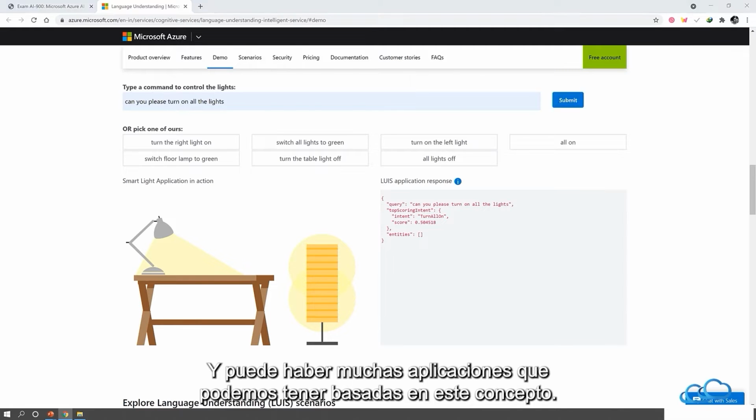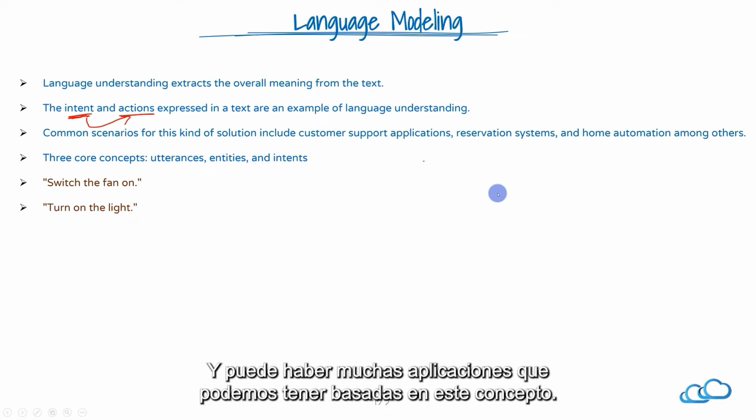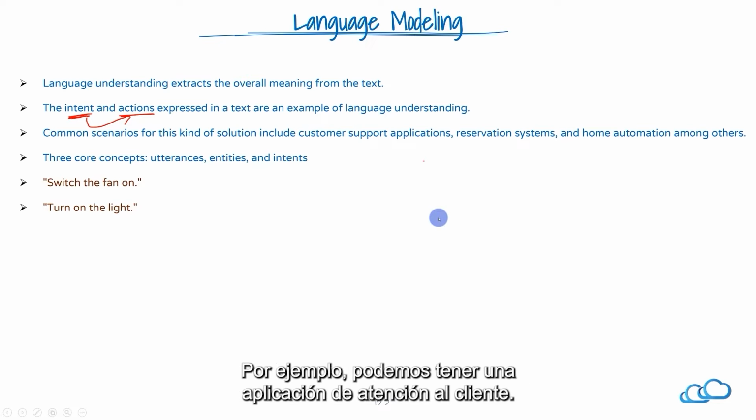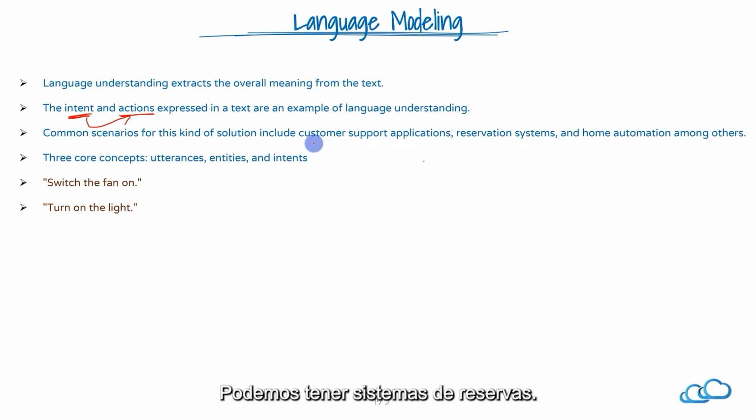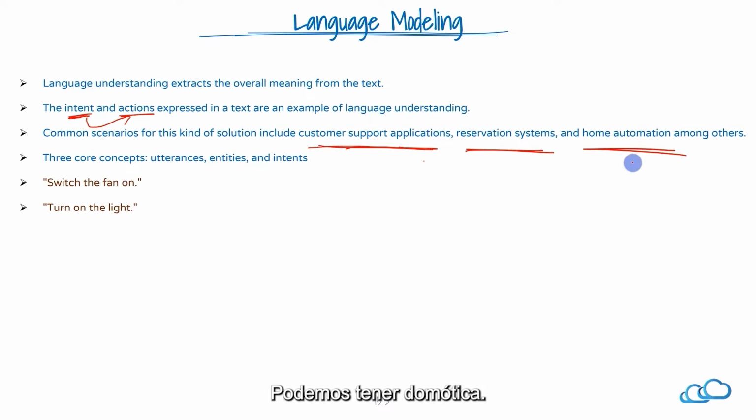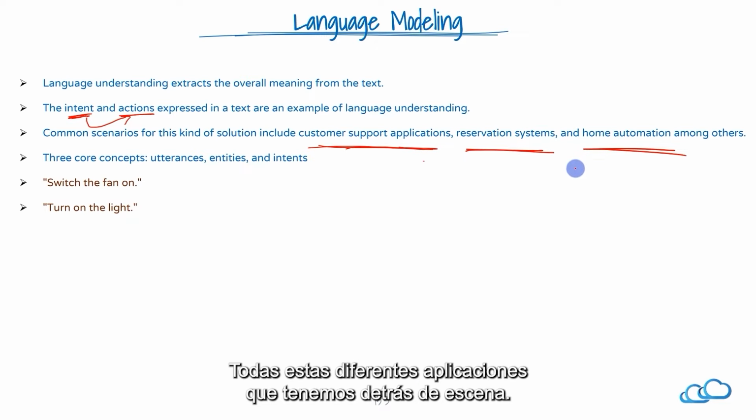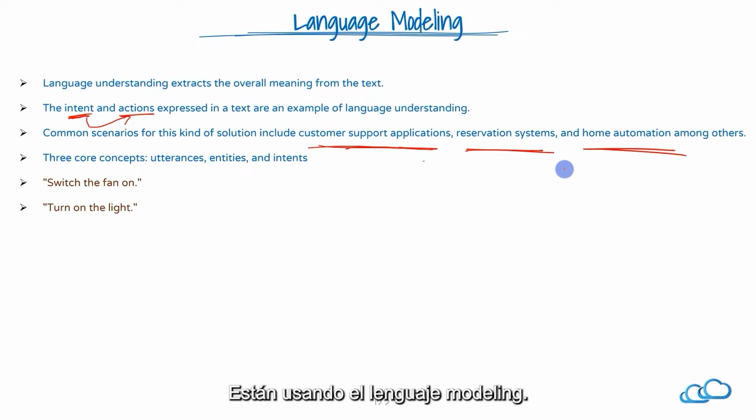And there can be many applications we can have based on this concept. For example, we can have a customer support application. We can have reservation systems. We can have home automation. We have Google Assistant, Siri, all of these different applications we have behind the scene. They are using language modeling. Now, the three main concepts in language modeling are utterance, entities, and intent.